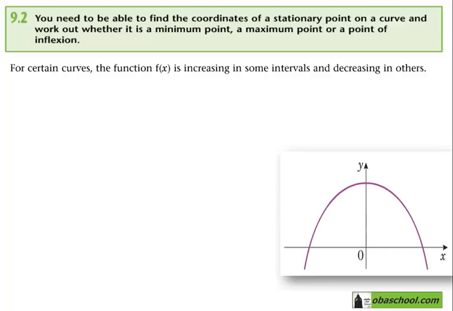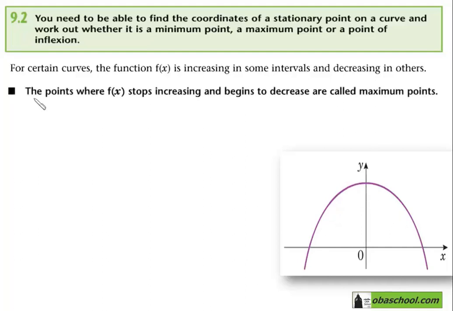Look at the graph. For x less than 0, it is increasing, and for x greater than 0, it is decreasing. When x is equal to 0, this is a stationary point. It reached the maximum, then it went down. The points where f of x stops increasing and begins to decrease are called maximum points, like the point here. Notice that the function started increasing, then it reached the maximum and decreased.